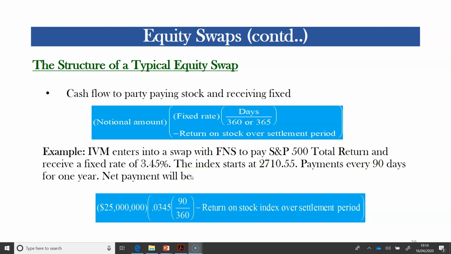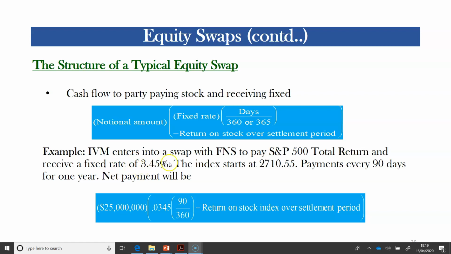At the start of the swap, the S&P 500 index is at 2710.55. This value and the value of the S&P 500 index at day 90 will be used to calculate the return on the S&P 500, that is the equity returns. The value of the S&P 500 index on day 90 will then become the initial value of the index for calculating the index returns for the second 90-day period.